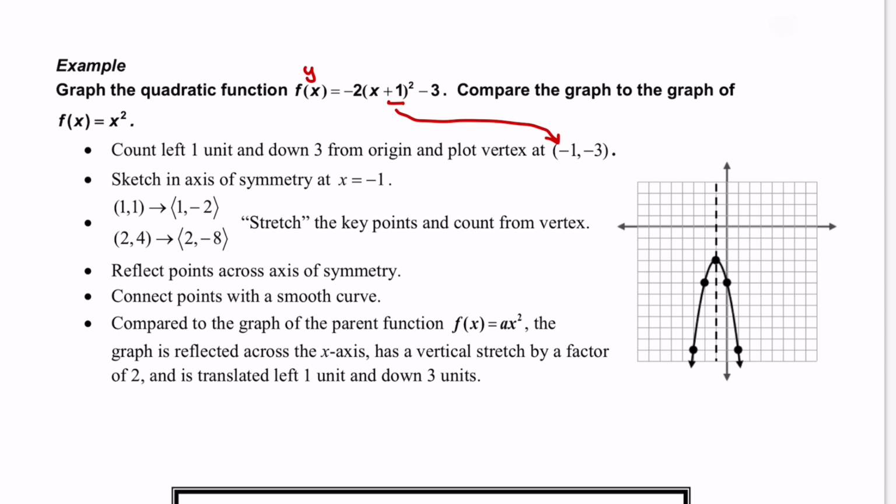So we have the point negative 1, negative 3, and that would be this point right here. Now the axis of symmetry is always on top of this number here. So we have a negative 1, we have this dotted line right here, and that represents the axis of symmetry.